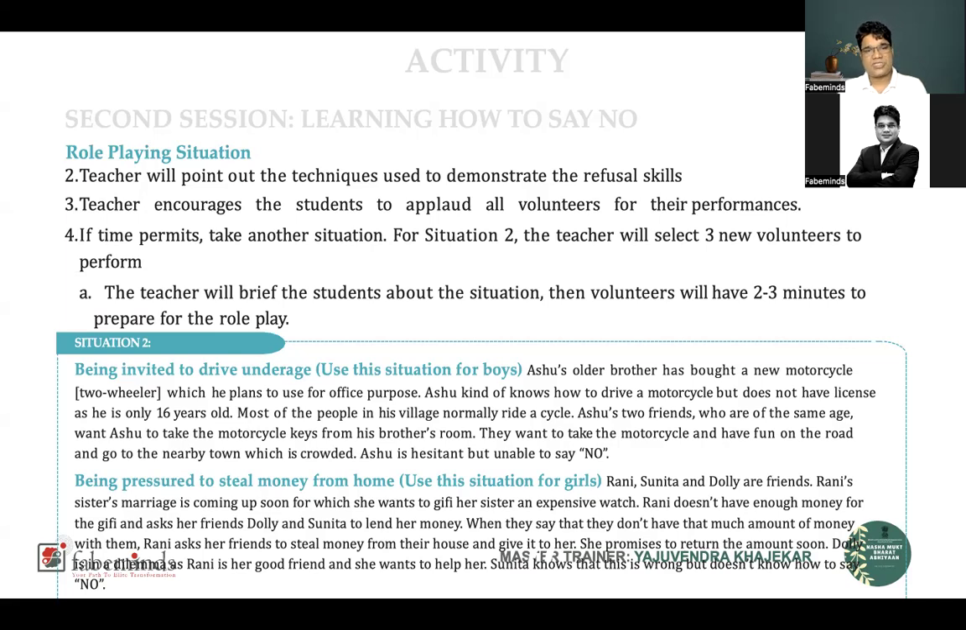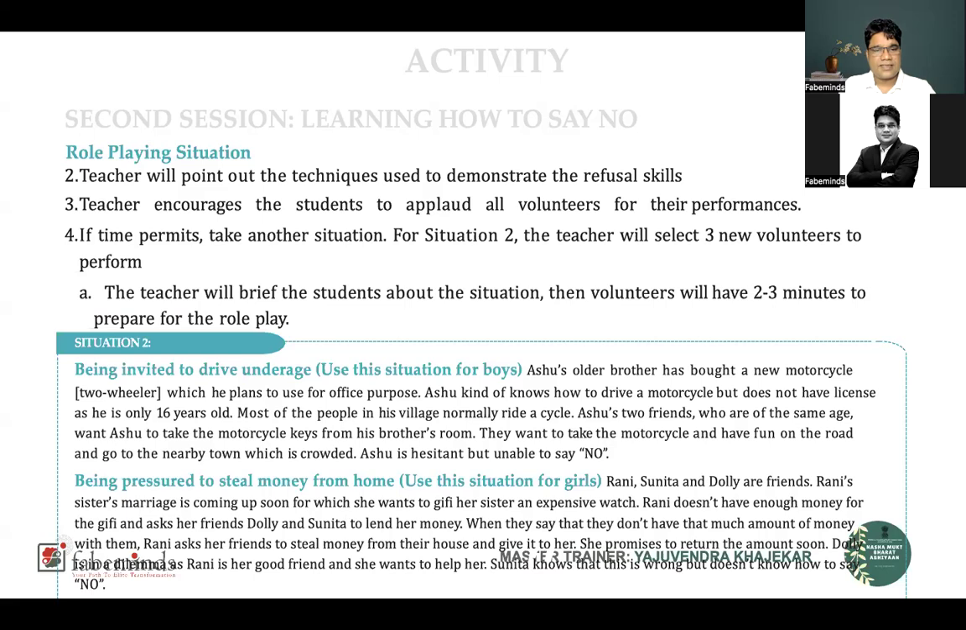Okay. So being pressured to steal money from house, another situation. This can be for girls. Okay. So Rani, Sunita, and Dolly are friends. Rani's sister's marriage is coming soon, for which she wants to give her sister an expensive watch. Rani doesn't have enough money for the gift and asks her friends Dolly and Sunita to lend her money. When they say they don't have that much money with them, Rani asks her friends to steal money from their house and give it to her. She promises to return the amount.